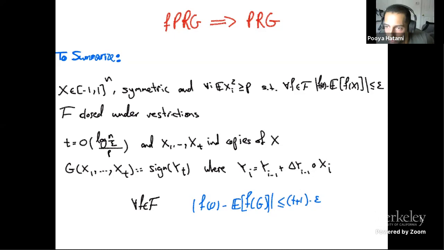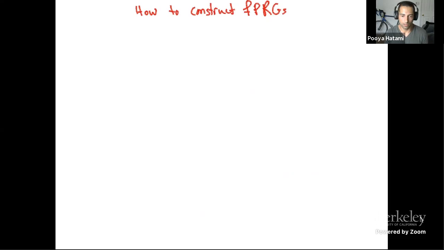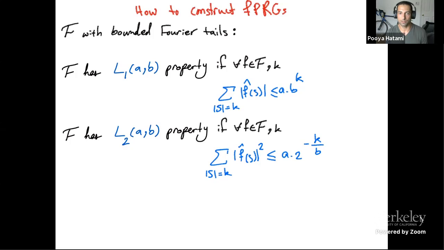Okay, so we now know how to use fractional PRGs to construct PRGs. Well, now we need to construct fractional PRGs. So I'm going to tell you how to construct fractional PRGs, and I will show you how to construct them using some bounds on the tails of the Fourier coefficients of the family.